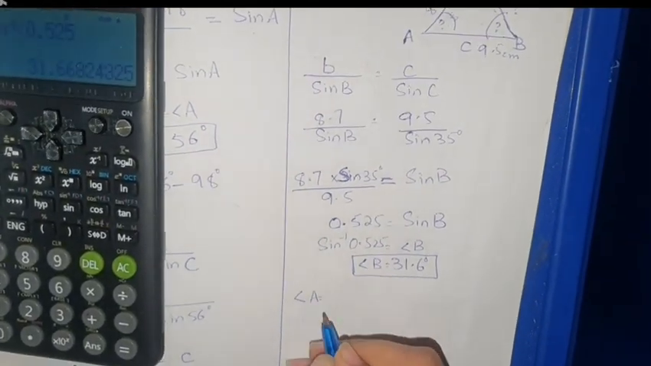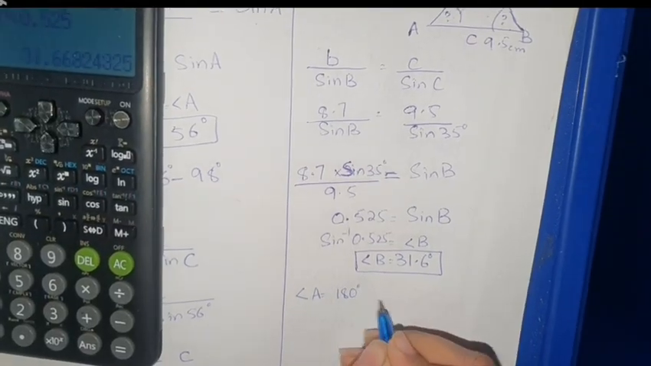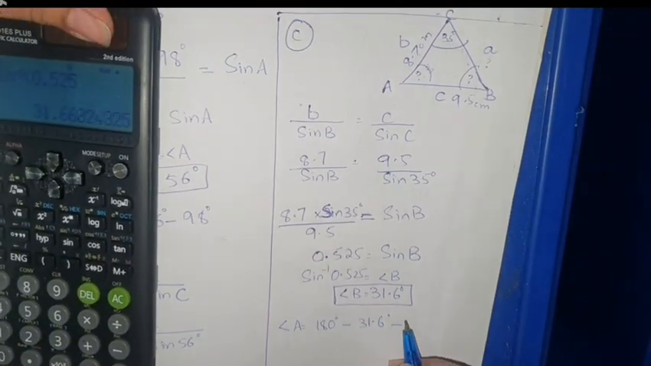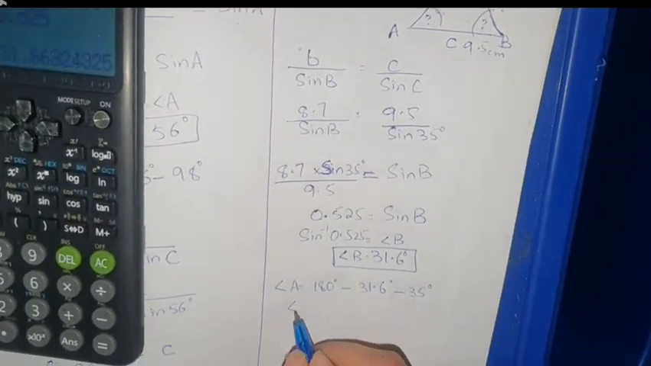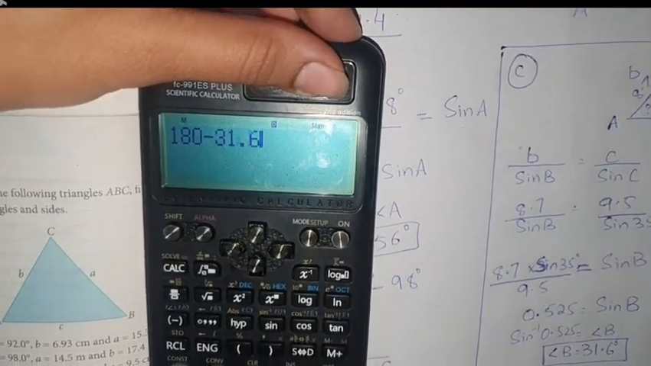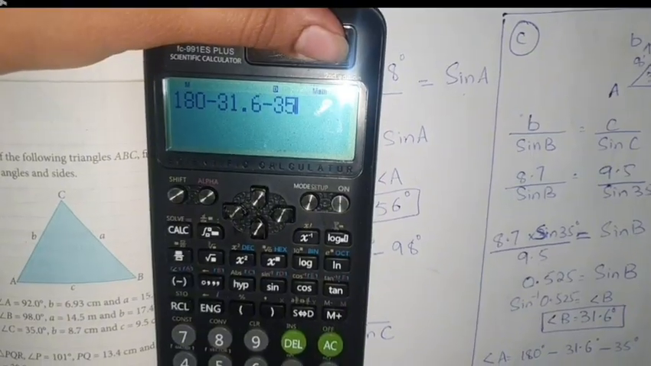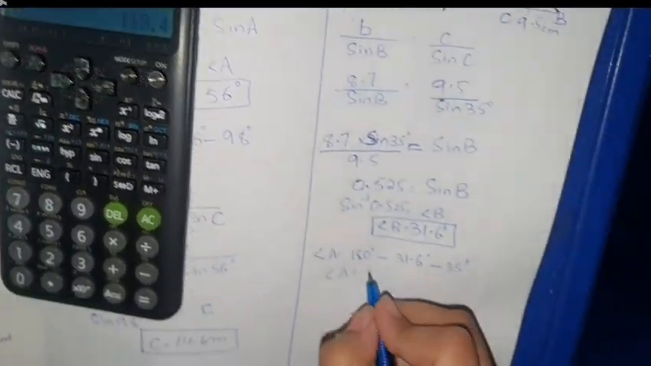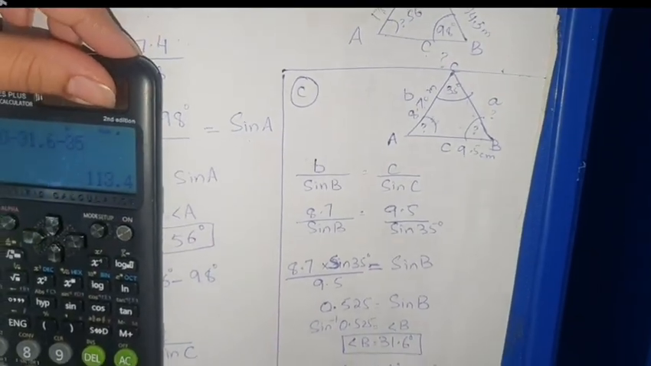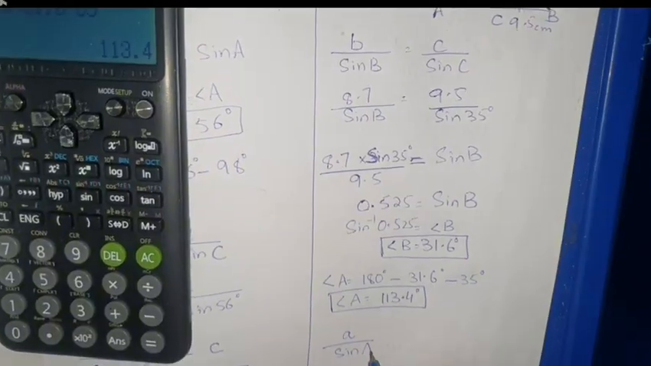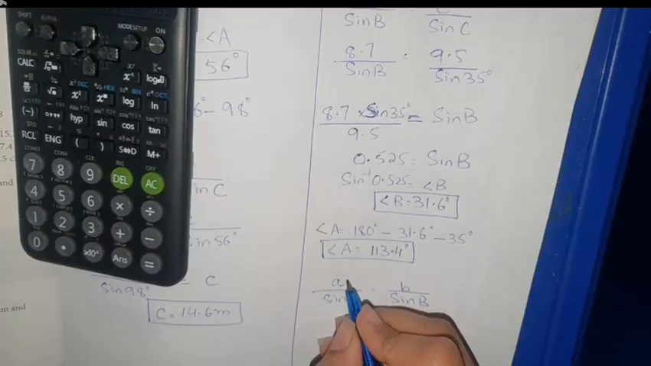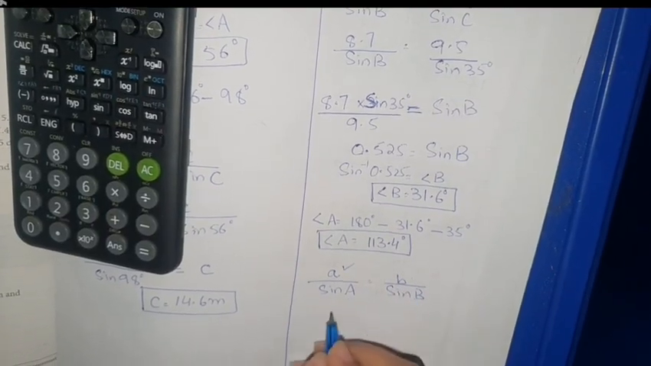So quickly solve with me. Angle A is equal to 180 degrees minus 31.6 degrees minus 35 degrees. So we can find angle A is equal to 180 degrees minus 31.6 minus 35, which is equal to 113.4 degrees. This is angle A. Now only we have to find out side A. So A upon sine A we have to find out, and B upon sine B we know. This side we have to find out, and all these things we know.